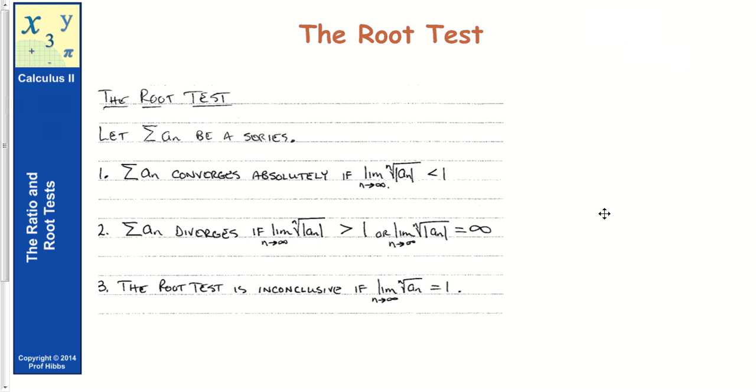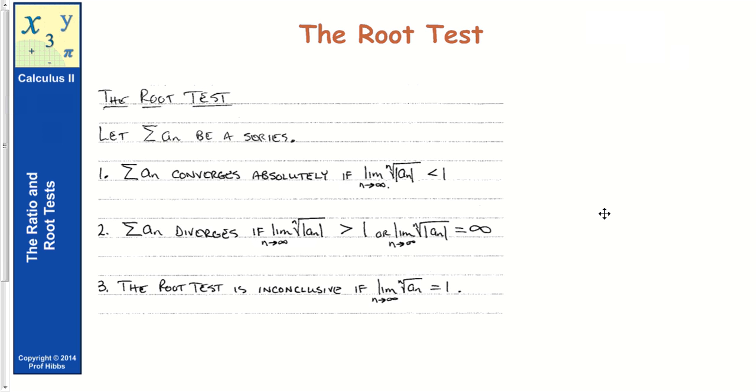As we continue our discussion about tests for convergence or divergence of infinite series, we run into this one called the root test, which is stated in a similar way that the ratio test is stated. Here's the root test. We have some series, the sum of a sub n's, and of course we're assuming this is infinite, so n equals 1 to infinity or some such thing.